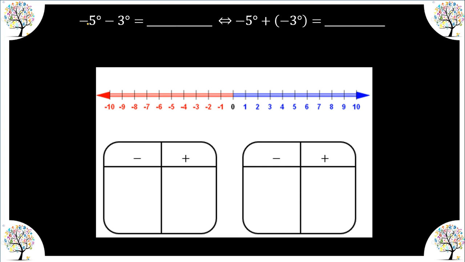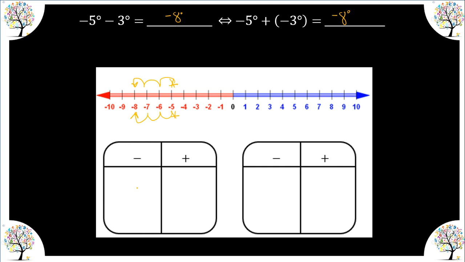Here's another example talking about temperature. So negative 5 minus 3. If we are at negative 5 and we subtract 3, subtraction means it goes left. 1, 2, 3, we are at negative 8 degrees. Or we can look at it as we're at negative 5 and we're going to add negative 3. So that means to continue going to the left, negative 1, 2, 3. We're at negative 8 degrees.